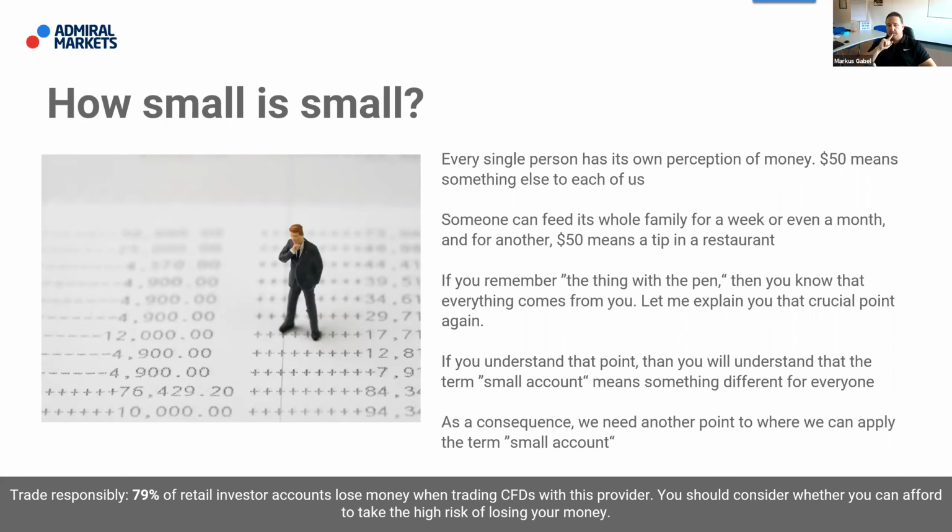So if you understand that crucial point, then you will understand that this term, small account, means something different for everyone. And as a consequence, we need another point to where we can apply the term small account. For you, a small 1,000 euros or $1,000 is different to another guy. So we cannot fix this point. We have to switch the point where we can apply this term.